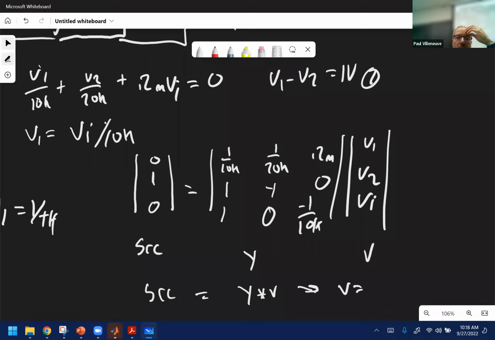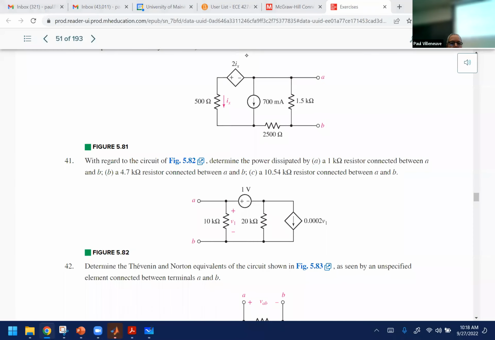So V equals, and I got to get rid of the Y, which means I have to pre-multiply. When you multiply matrices, you have to be really careful about dimensions. So it's Y inverse times SRC. So all I need to do now is enter in my matrices.